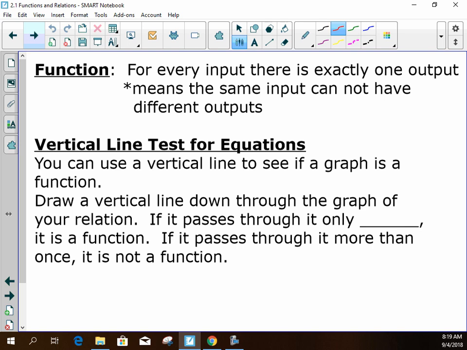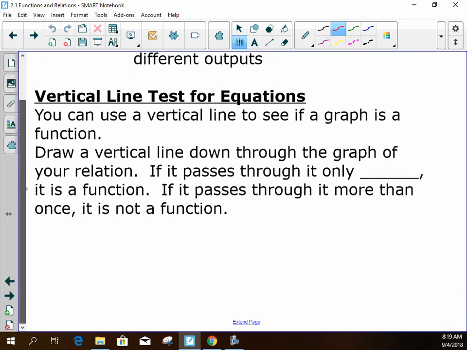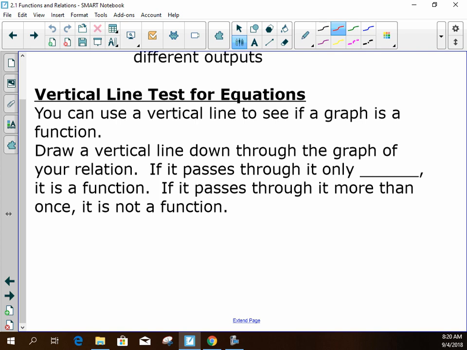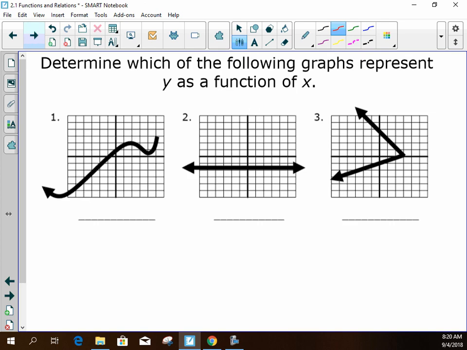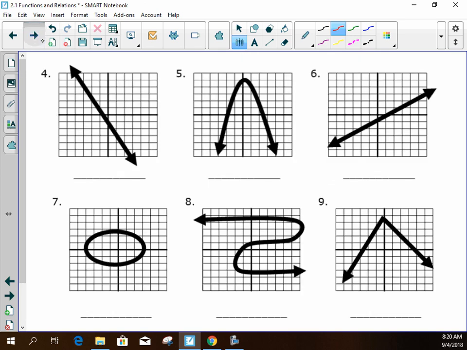For every input, there's exactly one output. That means the same input cannot have different outputs. What does that mean? Nothing yet. You can use a vertical line test to see if a graph is a function. Draw a vertical line down the graph of your relation. If it passes through only once, then it's a function. If it passes through more than once, then it's not a function. What does that mean? Let's go here. I want to explain this first.